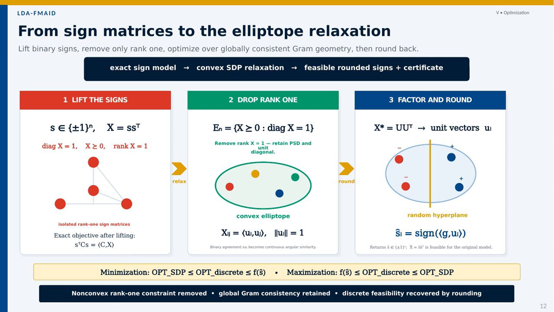For optimization, lift a sign vector to X equal to S S transpose. The exact model has positive semidefiniteness, unit diagonal, and rank 1. Dropping only rank 1 gives the convex elliptope. Factorization and random hyperplane rounding then recover a feasible sign vector together with an optimization bound.